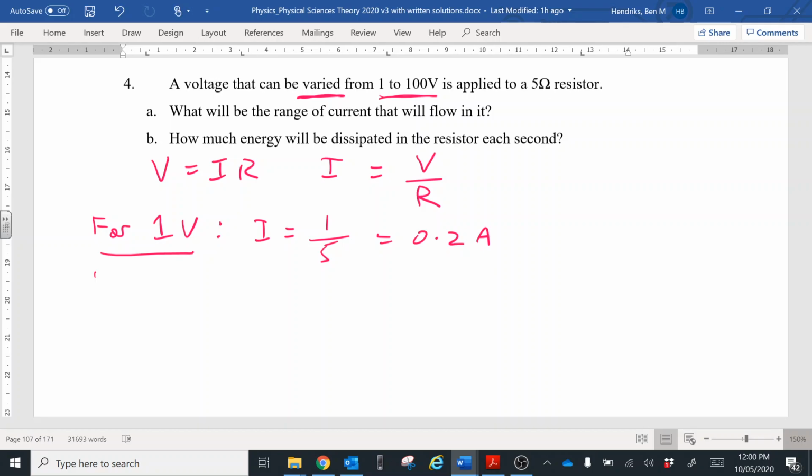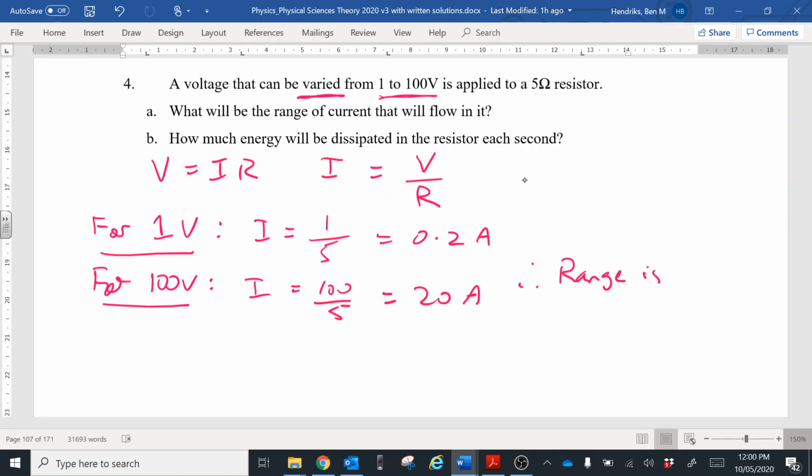Alright, so for 100 volts, that's our maximum, I equals 100 over 5, which is equal to 20 amps. So, therefore, the range is 0.2 amps to 20 amps. So that's part A.